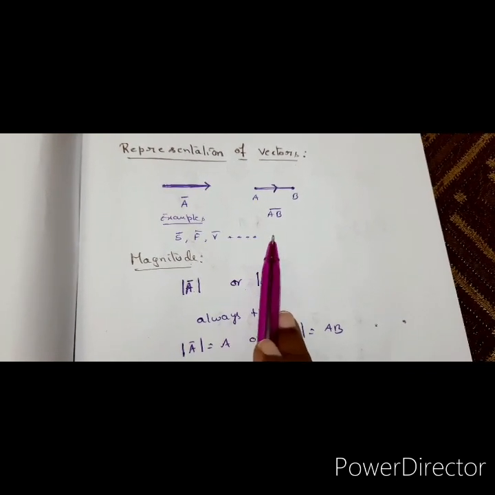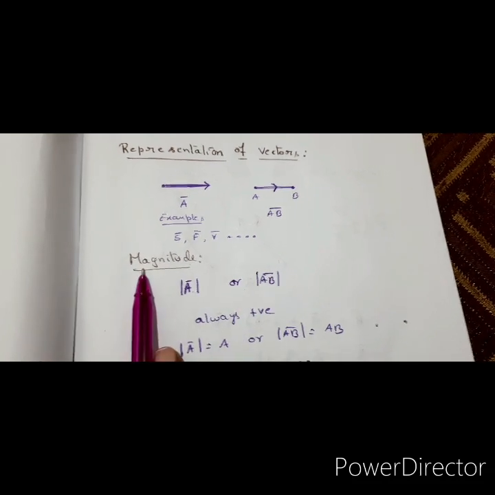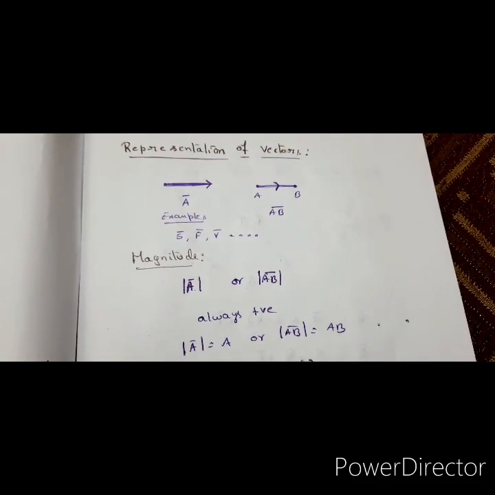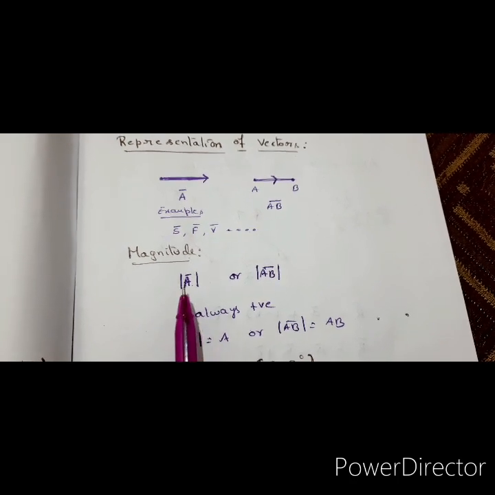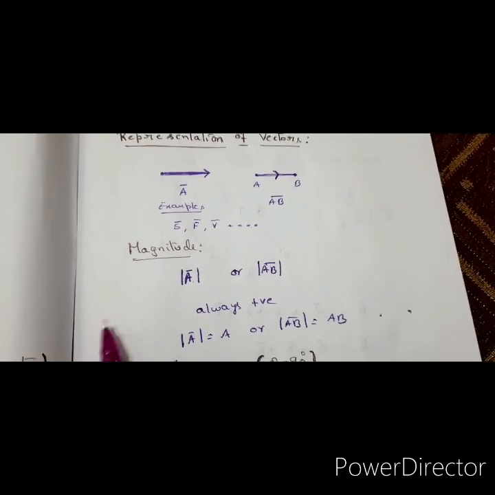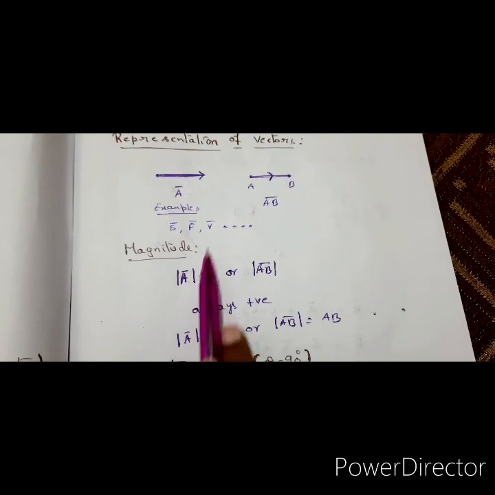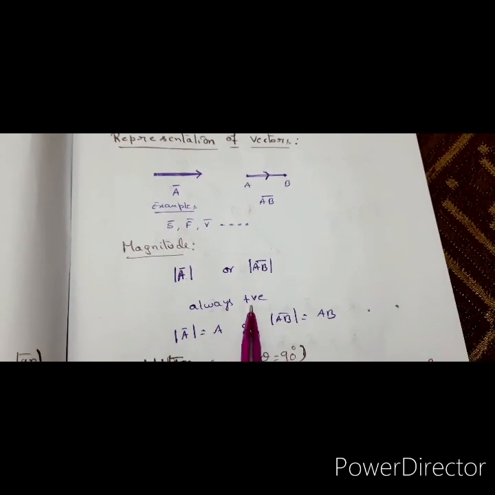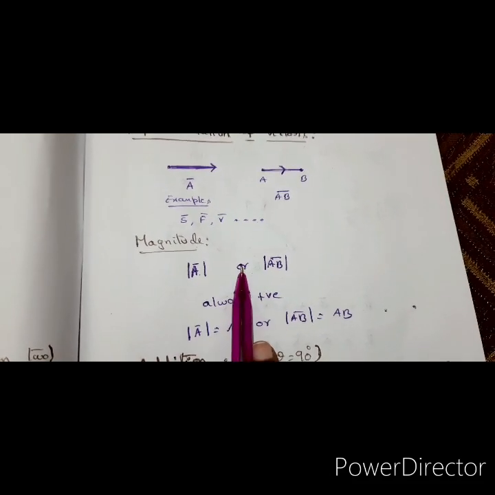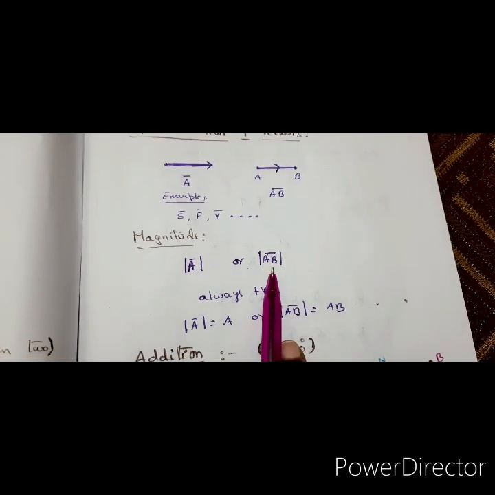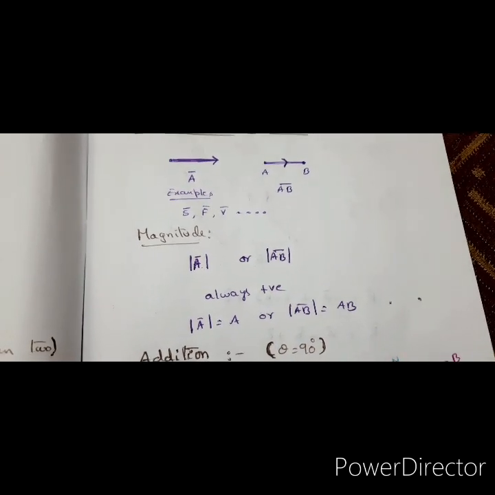Now coming to the size of the vector, that we call the magnitude of the vector, it is always represented by modulus. Why? Because the magnitude of a vector is always positive. Thus modulus of A bar or modulus of AB bar gives you the magnitude of the vector, or what we call the size of the vector.